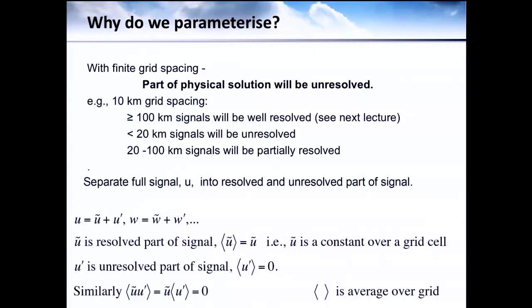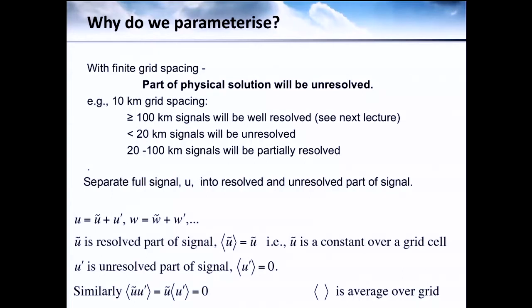So let's ignore the partially resolved stuff for the time being because that creates major headaches with parameterization. Let's just separate our signal, and let's do it with our velocity signal, u, into a resolved part and an unresolved part. So here's our velocity u and w. We're just going to do this in 2 dimensions. Our resolved part, u with a tilde over it, and our unresolved part, u with a perturbation.